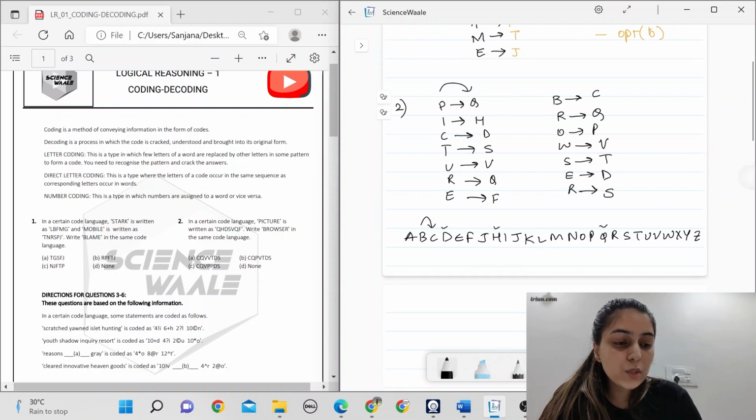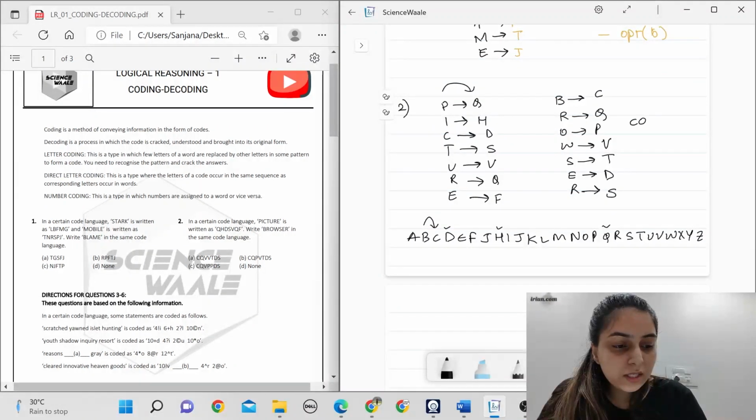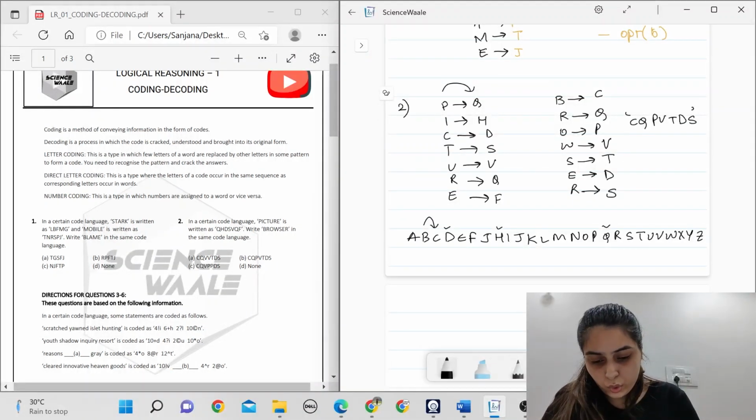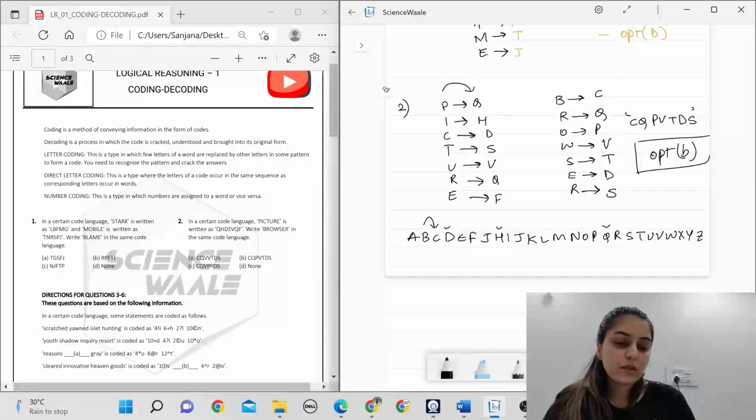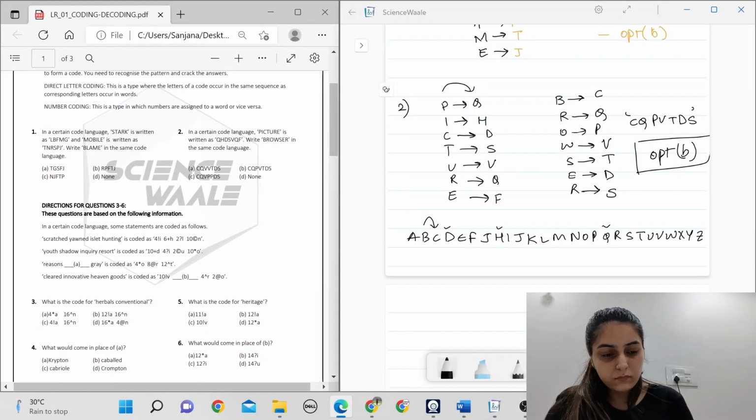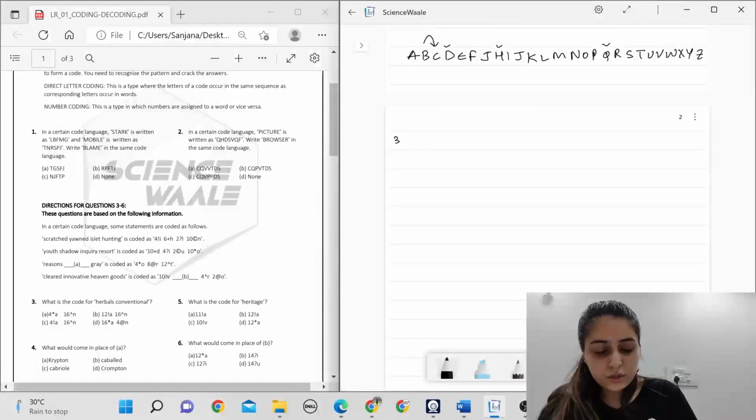So for the browser, the code would be CQPVTDS. So this is again option number B. So the answer is option B. Coming to the third question.